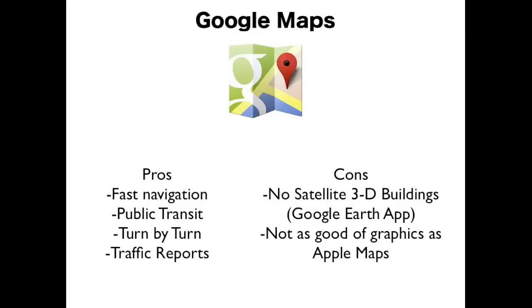So for Google Maps, the pros are fast navigation speeds, public transportation, turn-by-turn, and traffic reports. And some cons are there's no satellite 3D buildings, but you need to go through Google Earth, the app on the App Store. And then not as good graphics as Apple Maps, in our opinion.